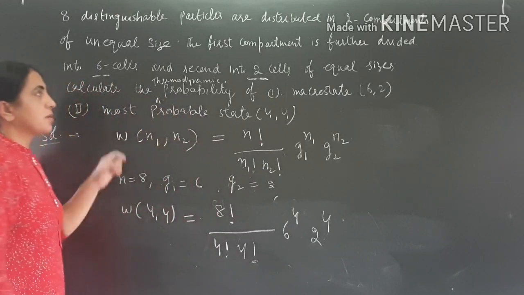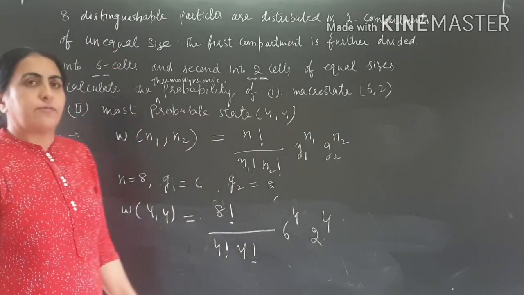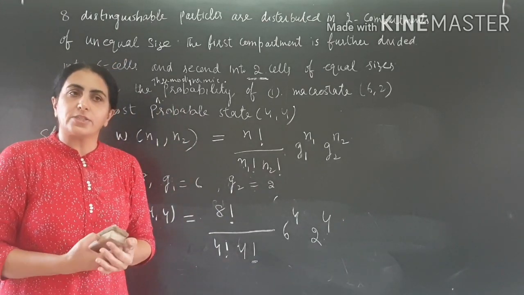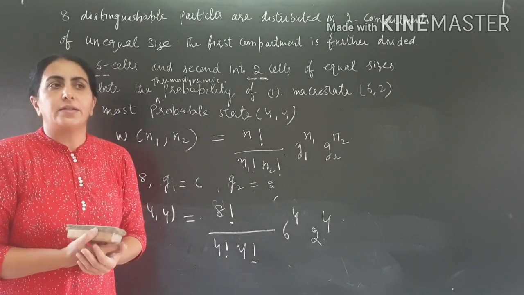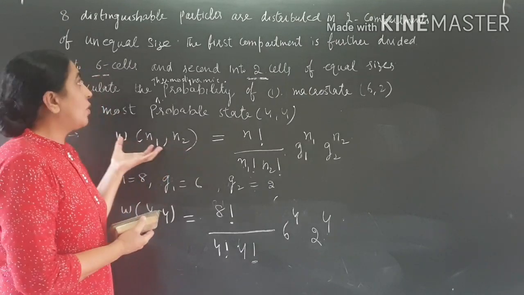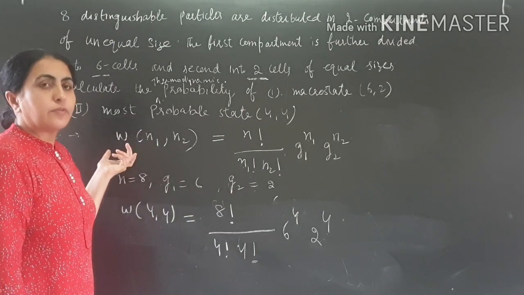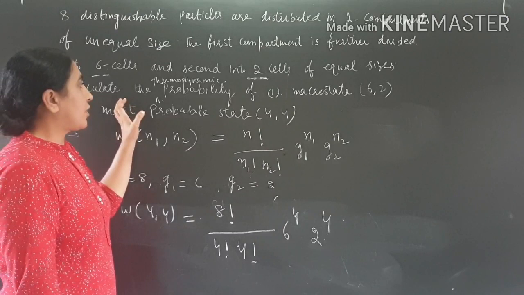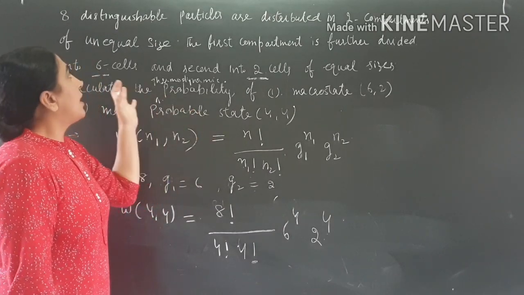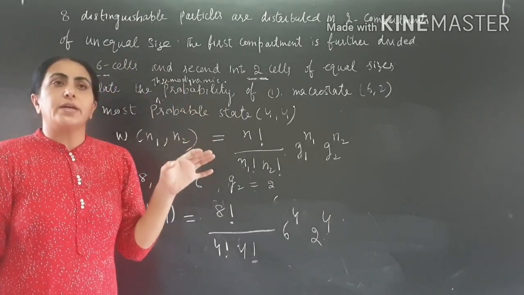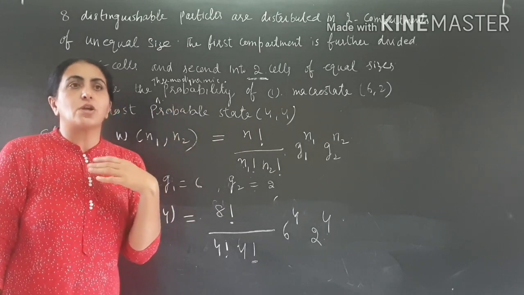So this is about the numericals of the 4th and 5th lecture, about the time spent and time of observation, and also for the most probable state, the thermodynamic probability for the most probable state, and for a macro state when particles are distributed in compartments which are of unequal size.